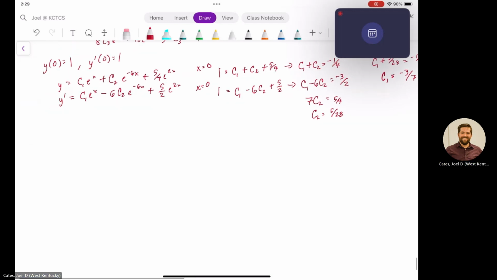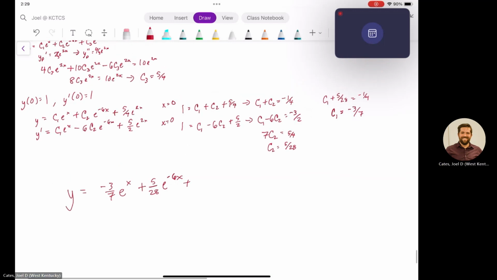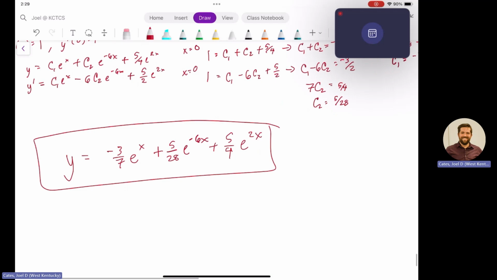What does this mean? I know that my solution at this point is a negative 3/7 of e to the x plus 5/28 of e to the minus 6x plus 5/4 of e to the 2x. That is my exact solution for this particular DE with these initial conditions. So I can solve for all three coefficients with those two additional pieces of information.